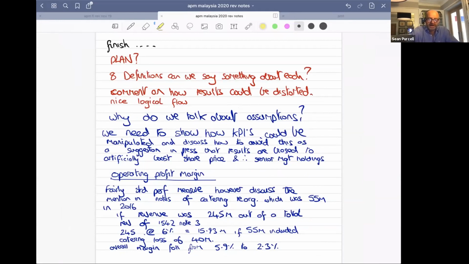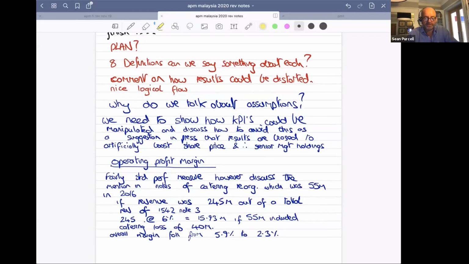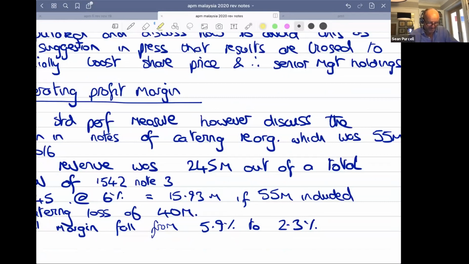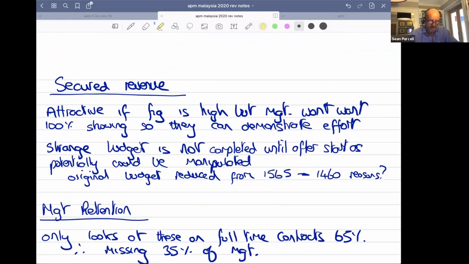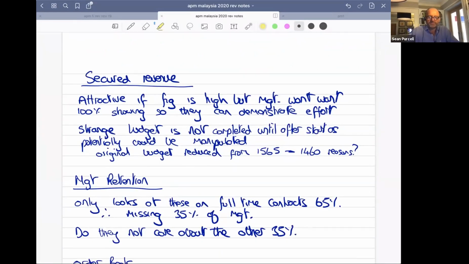Well, we should appreciate how performance indicators can be manipulated and how to avoid that manipulation. Yeah. And there was a suggestion that results are biased to artificially boost share price and therefore help the holdings the senior management have. Operating profit margin, I did do a little bit of analysis of the figures there, and it showed that actually if you did a few calculations, you can read through that, look at the answers. Catering could have made a loss, and margin would fall. Secured revenue, but maybe they don't want 100% showing, so they can look like they're stretching themselves.